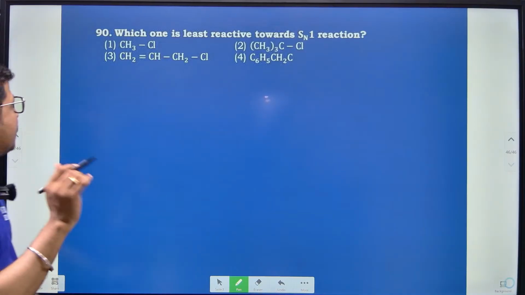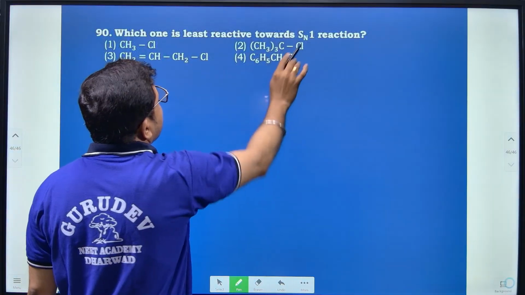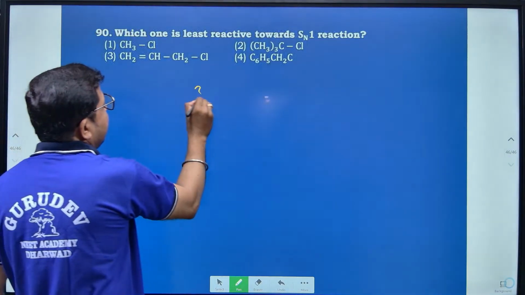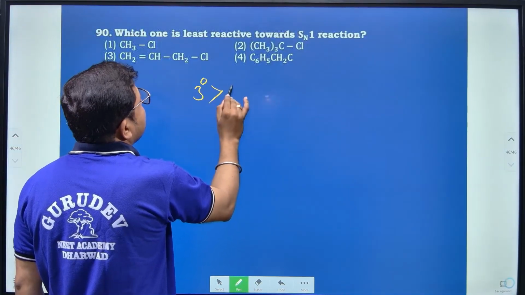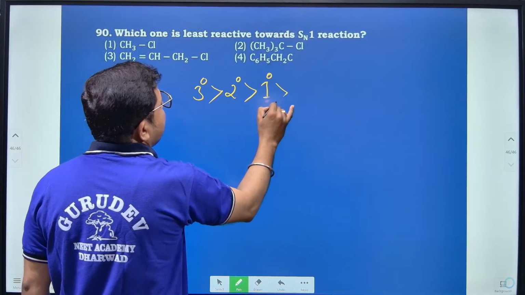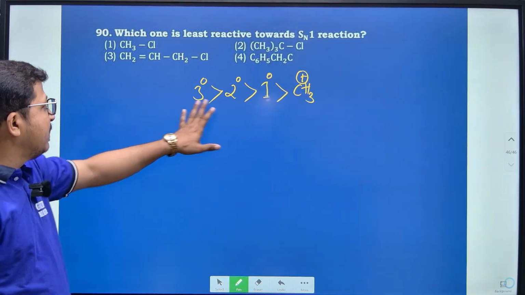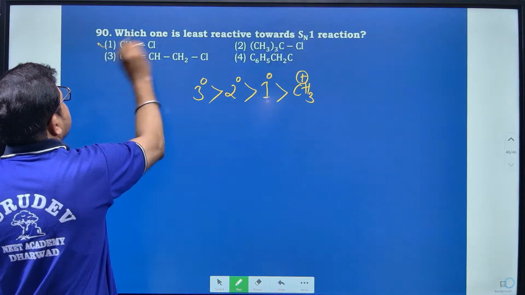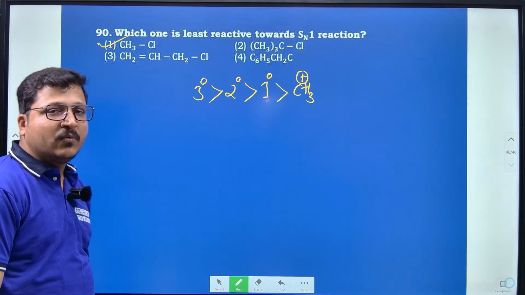And the last question of this session is, which one is least reactive towards SN1? There is an order. Tertiary carbocation is more reactive than secondary, and secondary is more reactive than primary. Primary is more reactive than CH3 plus. Therefore, the reactivity towards the SN1 reaction follows this order. Therefore, the least reactive one is the first option. Yes, therefore, the right option is option number 1 for question 90.